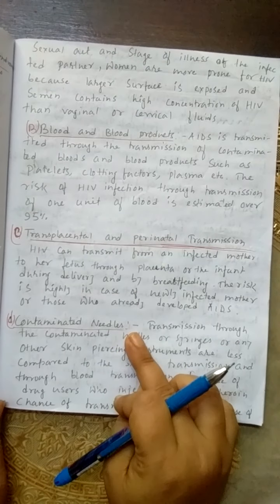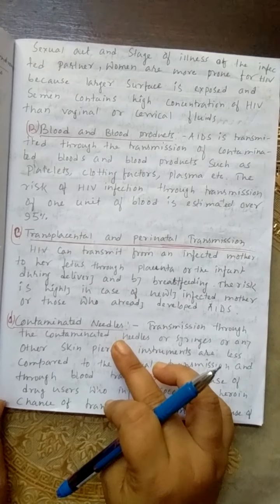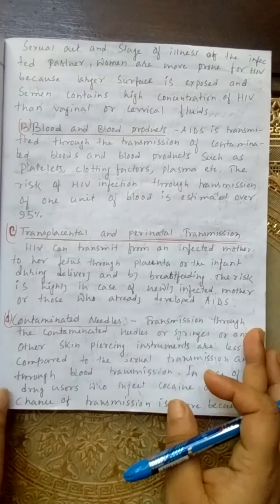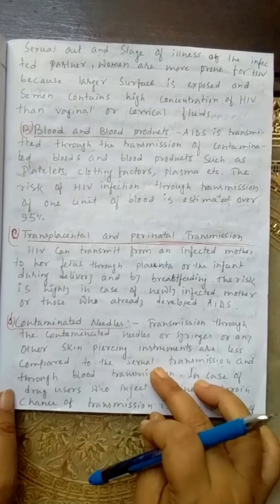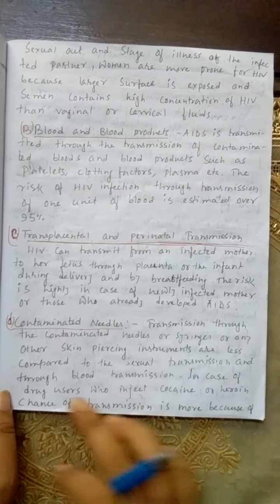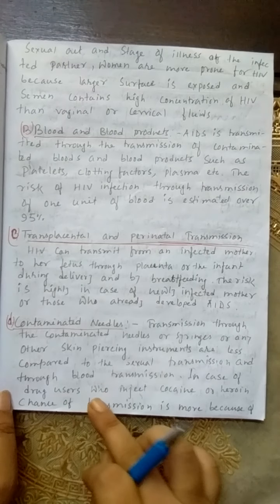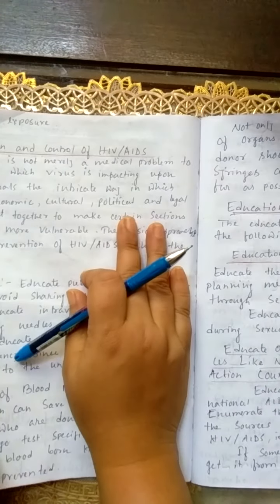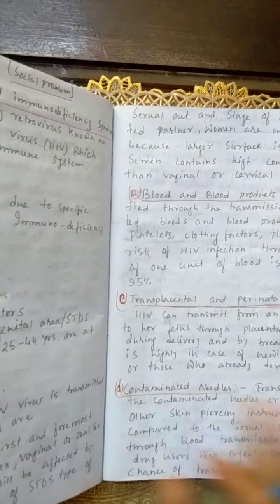Now point number D, contaminated needles. Contaminated needles means sharing needles in the practice of intravenous drug users, where one needle is shared by multiple individuals. This is also a transmission process of AIDS. Transmission through contaminated needles, syringes or any other skin piercing instruments is less common compared to sexual transmission and blood transmission. In the case of drug users who inject cocaine or heroin, the chance of transmission is greater because of frequent exposure. These are some transmission processes of AIDS from one person to another.